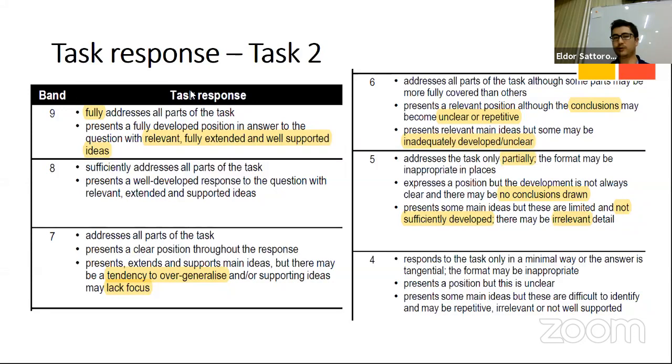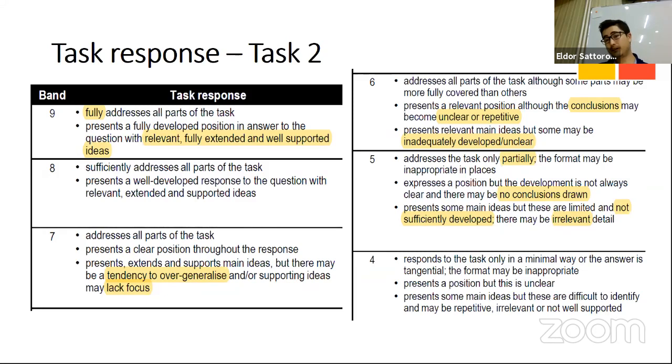Usually when students prepare for the exam, they normally start from band 5. So why do some students get a 5? Because they only address the task partially. That means you're not answering the question fully. A very simple example: what's your name and where are you from? But you only answer the question, what's my name? You only say, my name is blah blah blah, but you don't say where you are from. Then you're answering the first question only. So you lose marks and your writing would be a 5.